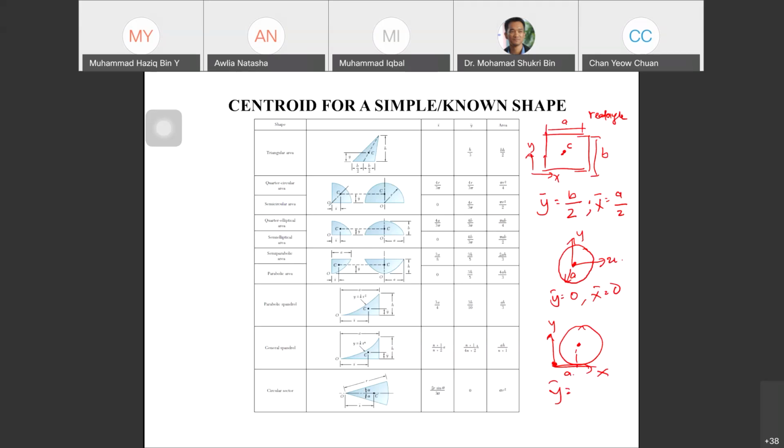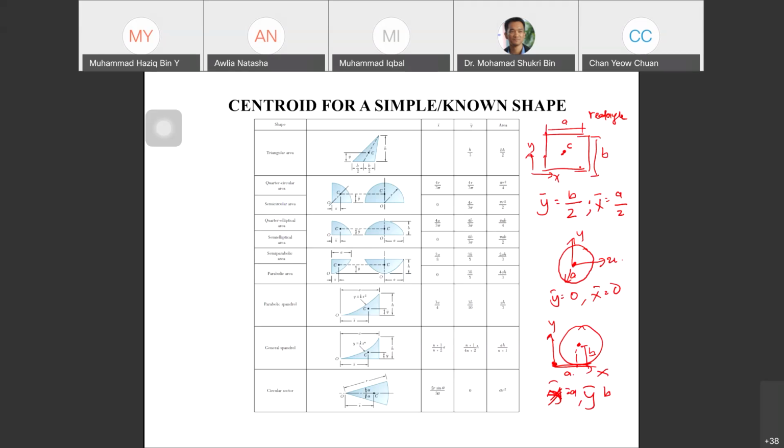Sorry, this is X bar. And then Y bar is basically from here until here, which is B. It depends where your reference is, right? Your origin of axis. So we have the rectangle, the circle, and in this diagram we also have shapes that are not so simple, but they have their own formulas.